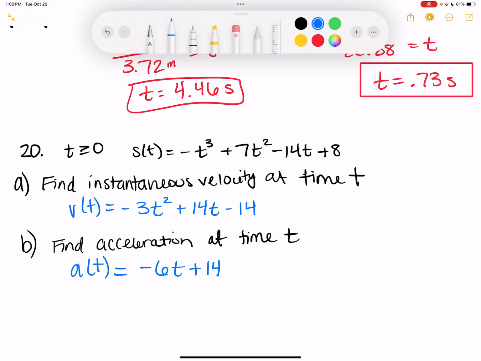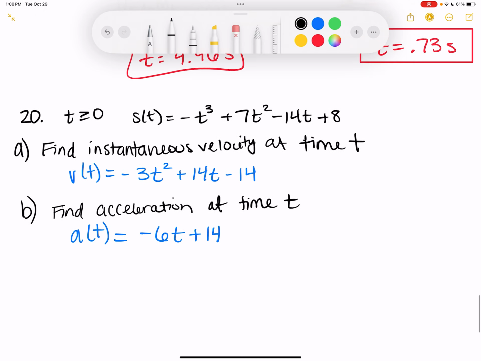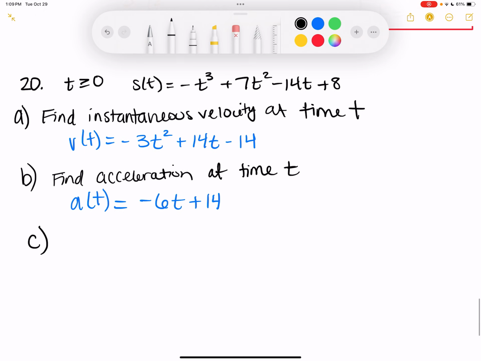So what would come after acceleration? Jolt. Which in this case would be negative 6. Is there anything after that? At least not that I've ever seen. What happens if it only goes up to squared? Like when you get to jolt, which would be 0. What if it doesn't go to squared? Is there just no acceleration? Pretty much, yeah. I guess it wouldn't be acceleration because it's just a line to start with. Okay, part C. When is the particle at rest?